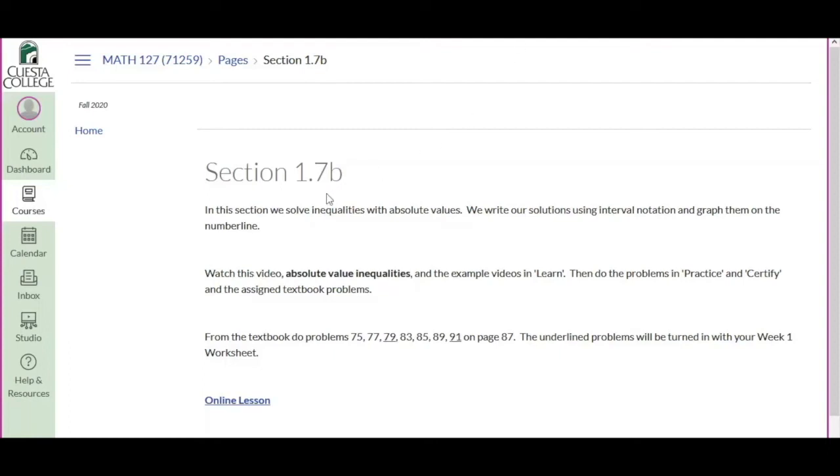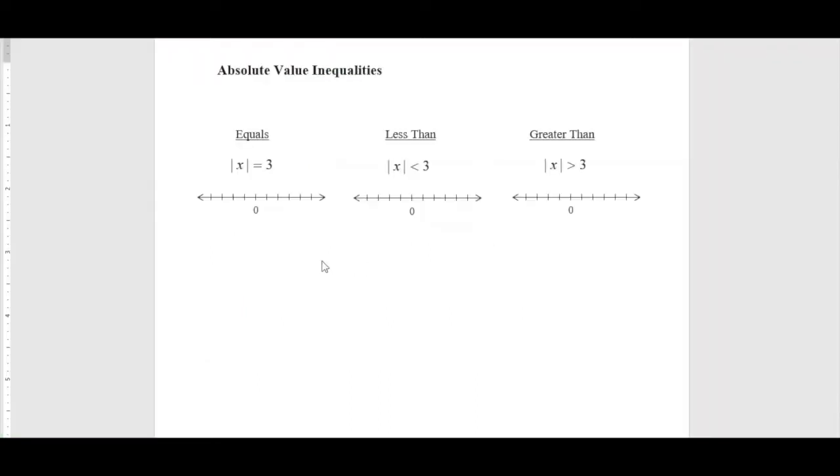In section 1.7b, we'll be looking at absolute value inequalities. Let's start by comparing an absolute value with an equals, with a less than, and a greater than. We've already looked at the absolute value equations.